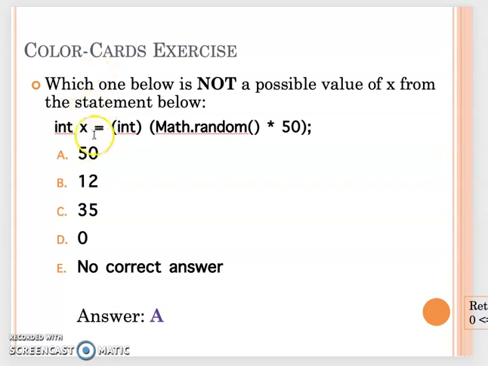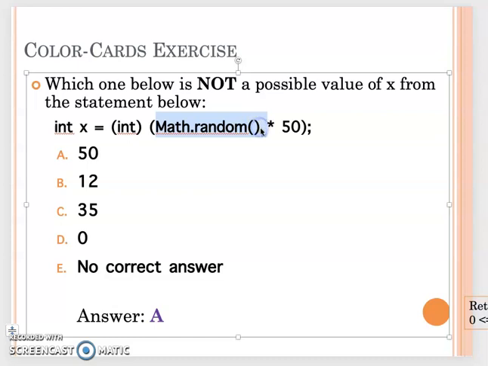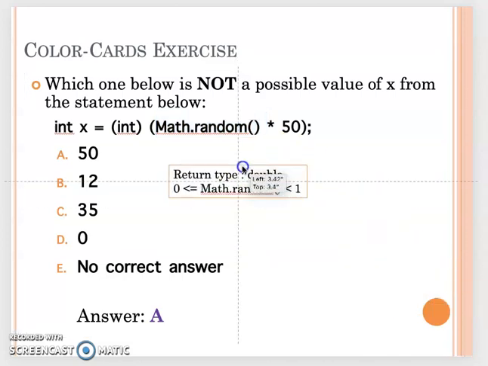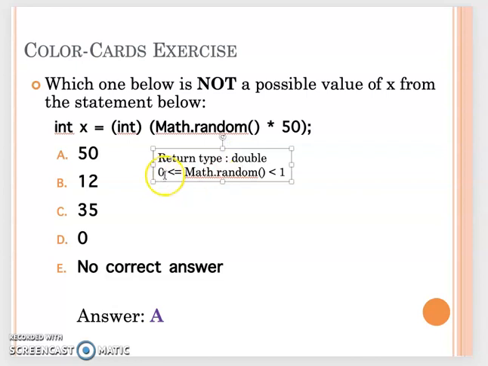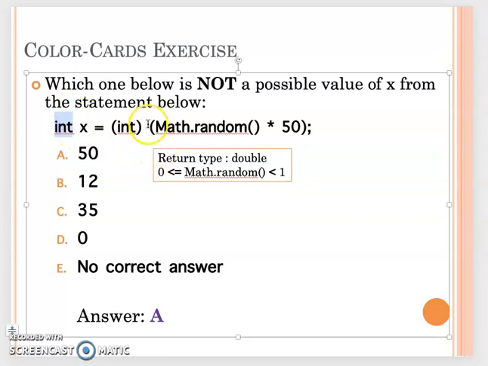So one question is, which below is not a possible value for x from the statement below? We quickly covered math.random in the previous chapter. We told you math.random's return type is double, and the value is greater than or equal to 0, but not including 1. So we need to be careful whenever you want to create a random integer number. After you get the result, you need to do the casting.